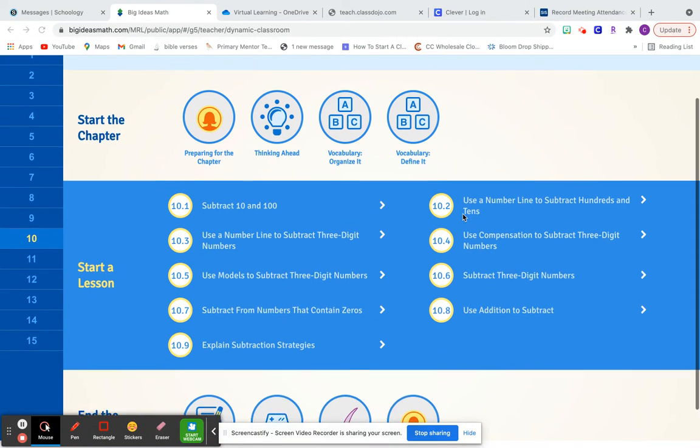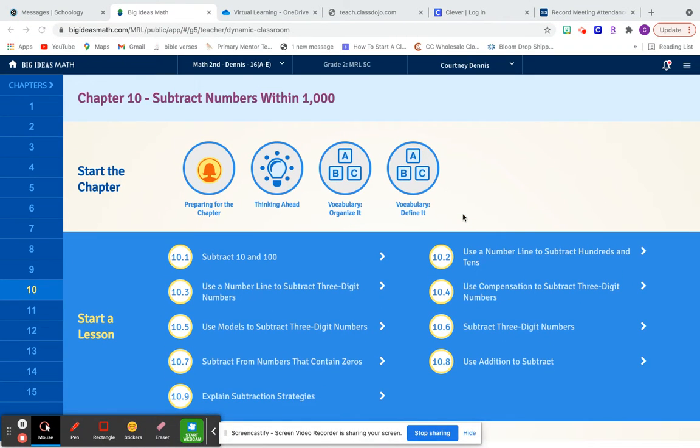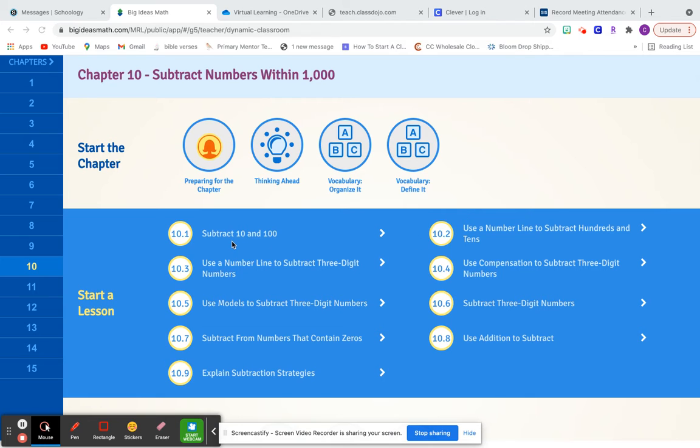Hey guys, we are taking a look at our Big Ideas Chapter 10 again. Yesterday we worked on subtracting 10 and 100.